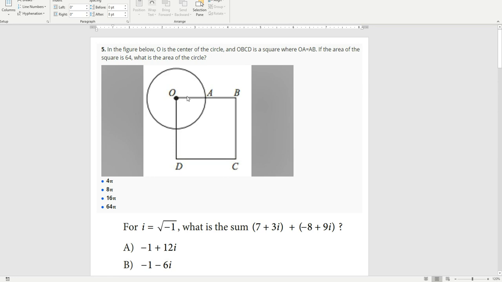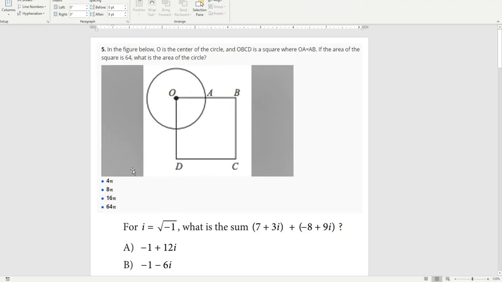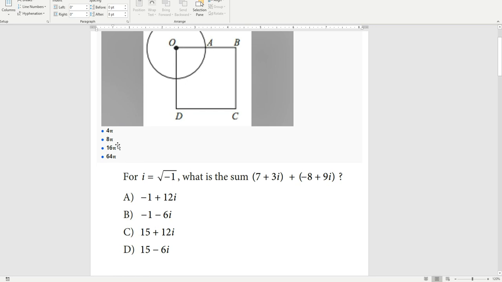Since we know the radius, what's the formula for finding the area of a circle? You guys should know this. It's pi r squared. We substitute 4 for r and we get 16 pi as my answer. If you look here, 16 pi, answer C. C is your correct answer.